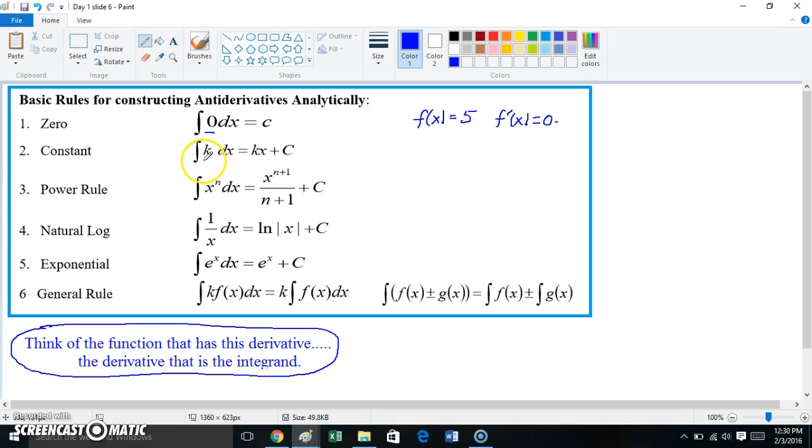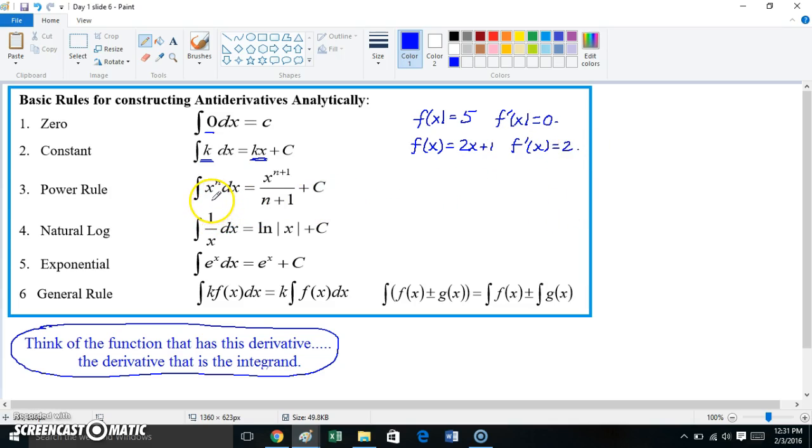Okay, next, what function would have a derivative that is a constant, some value other than 0? Okay, that had to come from a line. A linear function has a slope of k. So, for example, if f of x is 2x plus 1, f prime of x is 2.